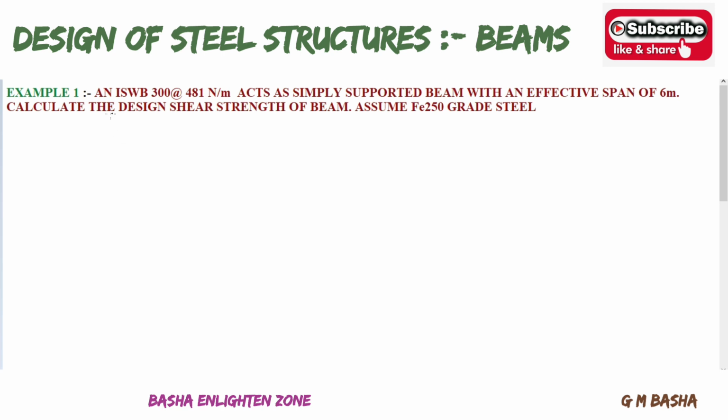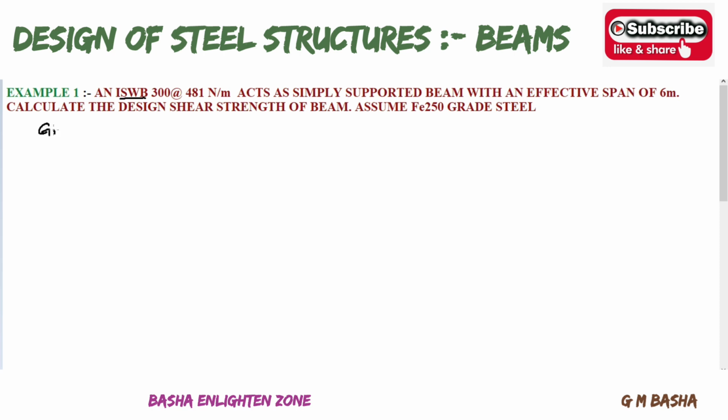So what is ISWB? IS indicates Indian Standard and WB indicates wide flange beam. There will be some standard properties in the steel code book and also in the IS 800 code book. I will show you the properties.